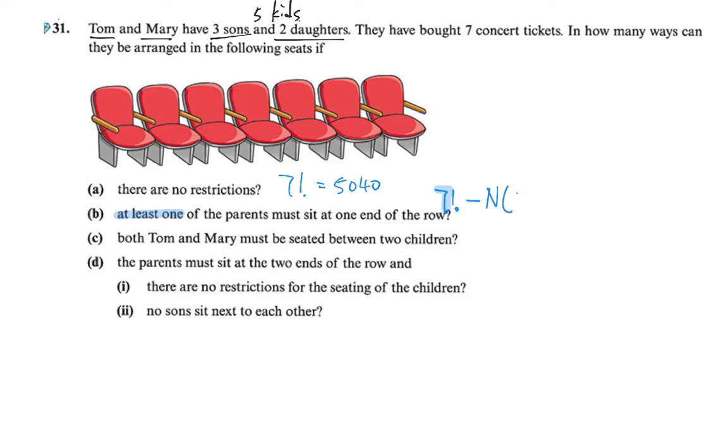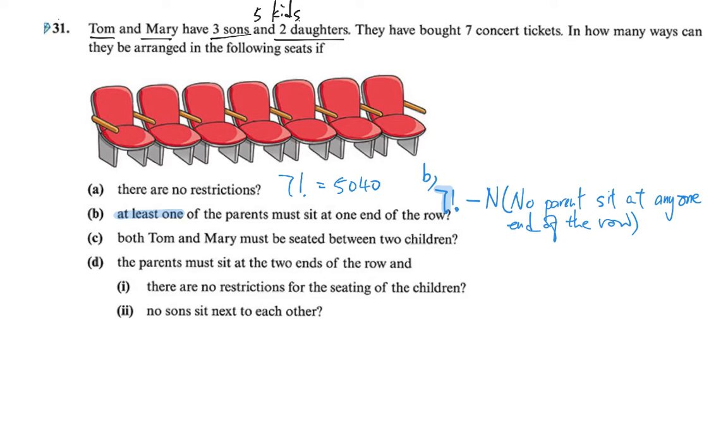that no parent sits at the two ends. Any one end of the row. This is part B. At least one, dot dot dot, is also thought of as all possible cases minus the not dot dot dot case.